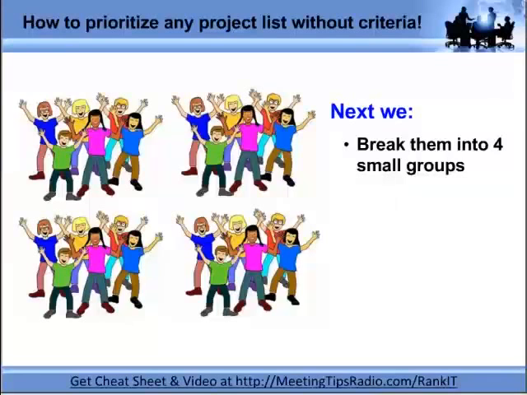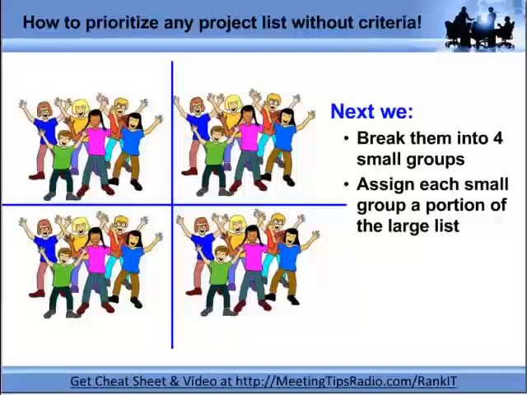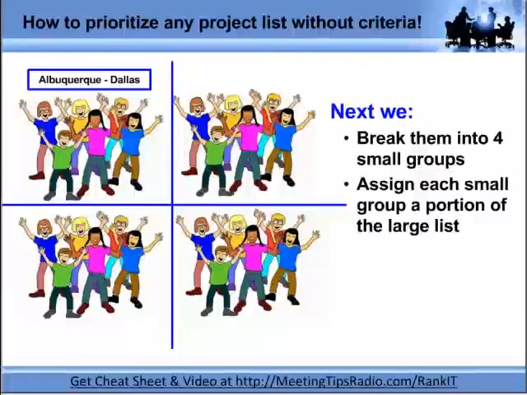Right. Okay, so after they've had that initial discussion, we're going to break them into 4 smaller groups because we want to have some small group activity. So you see there, we broke them into 4 groups. We're going to assign each small group a portion of that large list. And a lot of times it's helpful if you can do your best to make sure that people in the group have their own projects as part of that list so that they can speak to their projects in the small group discussion.